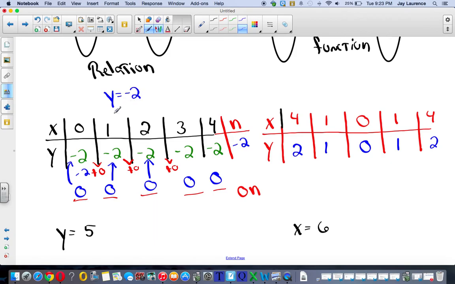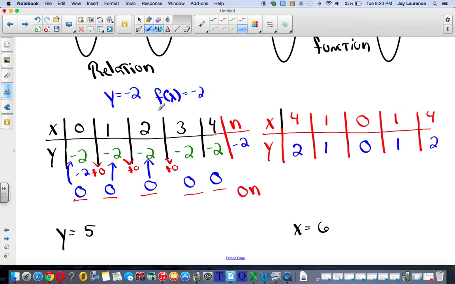Is it a function? Well, let's see. Is 0 going to more than one place? No, 0 only goes to -2. Does 1 go to more than one place? No. Does 2 go to more than one place? No. These are like people. The inputs are like people. The outputs are like restaurants. Can 5 different members of our class go to the same restaurant at the same time? Sure. You do it every day at lunch, right? You go to the cafeteria. You all go to the cafeteria together. This is a function. You could say f of x equals -2.